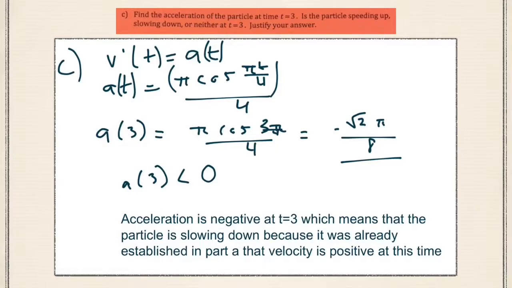And so what you have to do is take the derivative of the velocity equation, and what you get is pi cosine pi t over 4 all over 4. And so you just plug that in, the 3 into there, and you get a of 3 equals negative root 2 pi over 8. And because this is negative, that means acceleration is negative. And because we've already established that velocity is positive during this time period, that means that the particle is slowing down.